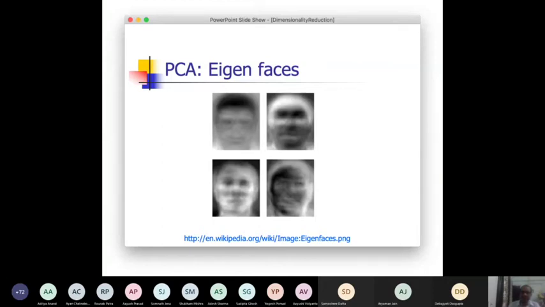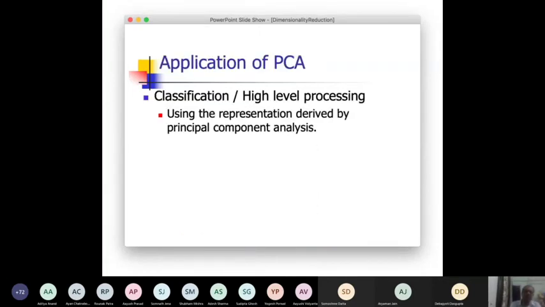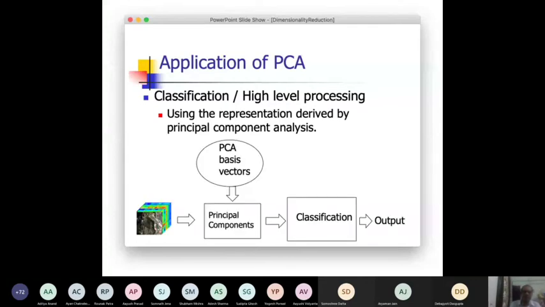Given a face, what you are computing, for all these components, is the coefficient. The linear combination of these components will give you a face. So those coefficients represent a face. Now use it for classification. This is one kind of application. So in classification or high-level processing, one can use this type of representation using factor analysis.